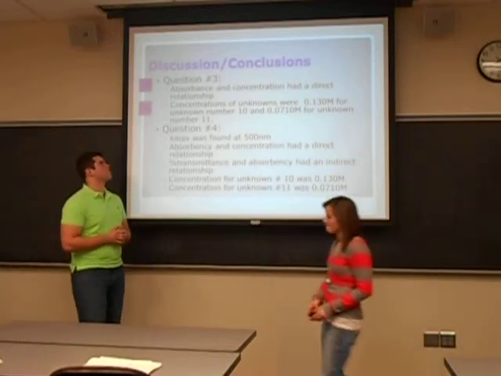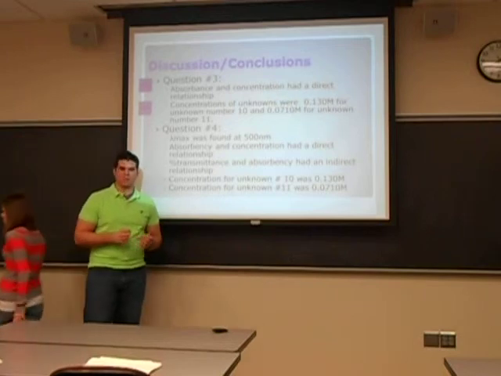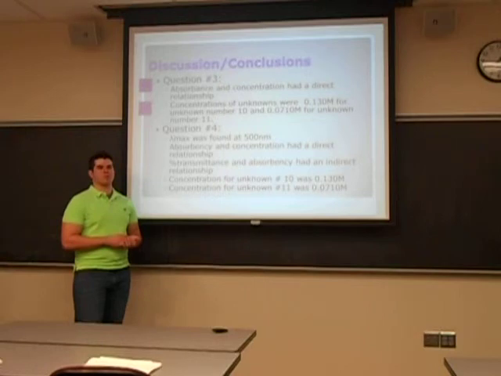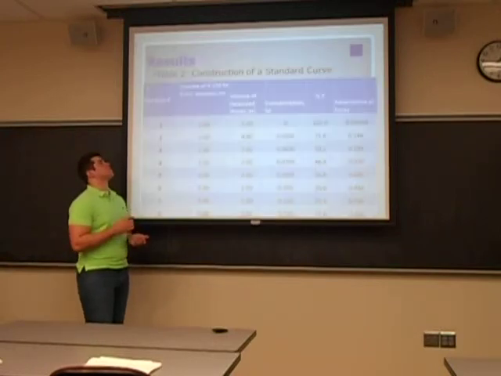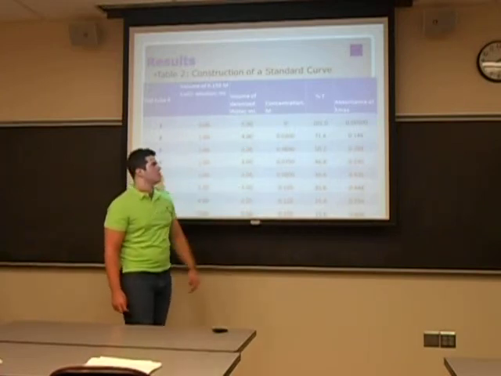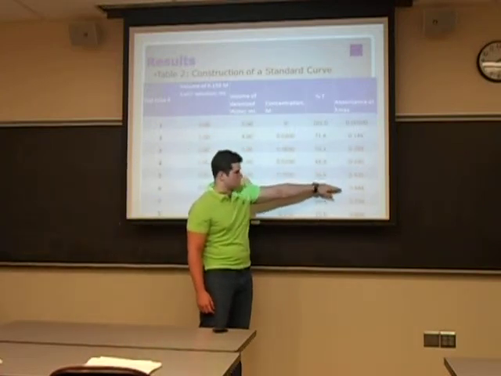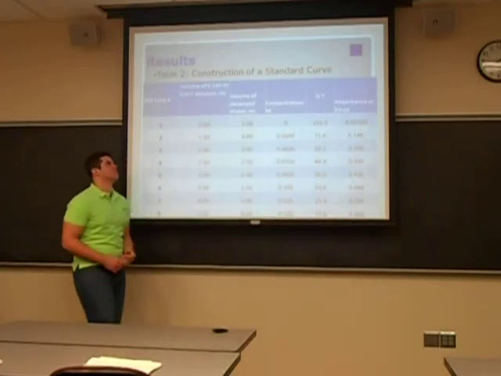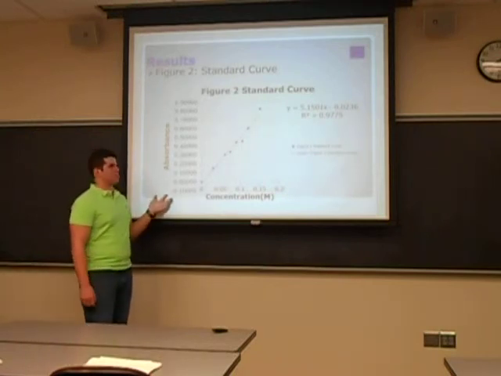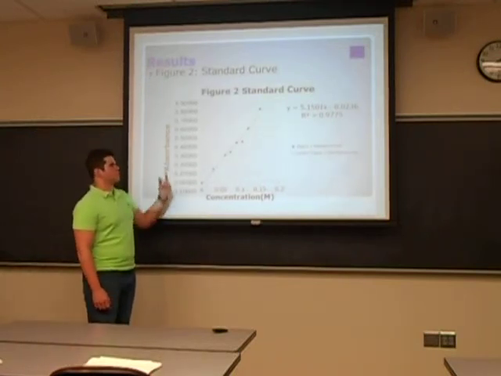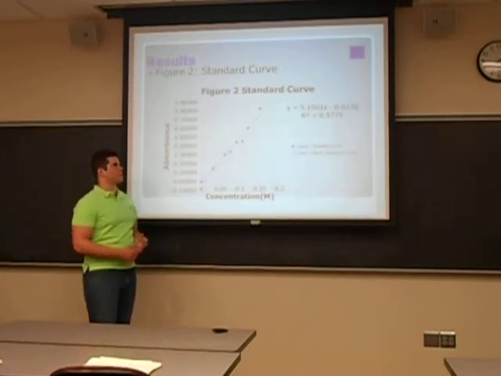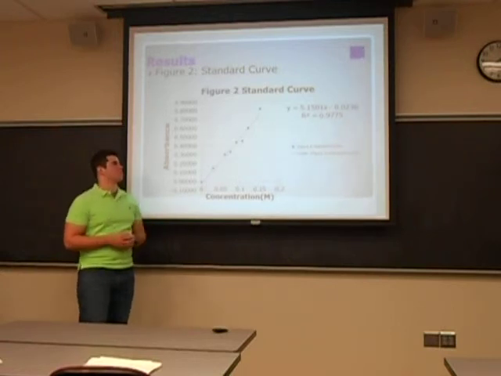Okay. For number 3, this asks to give the relationship between the absorbance and concentration, which we determined to be a direct relationship based on our data in our tables. As you can see, as the concentration increases, so does the absorbance at lambda max, which is 500 nanometers. And then this pretty much represents what I just said. As the absorbance increases and concentration increases, we have a positive slope, so that represents our direct relationship.